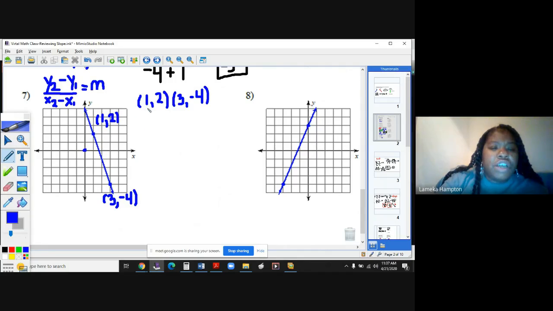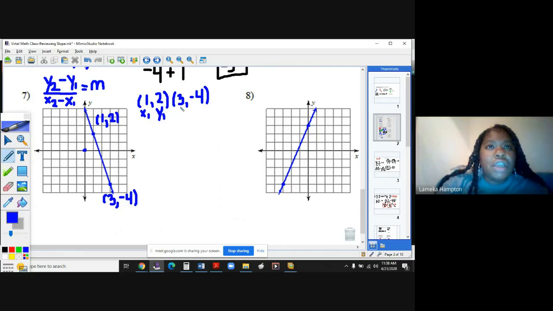All right, so 1 is represented by x1, because 1 is the x coordinate of the first set. And 2 is represented by y1, because 2 is the y coordinate of the first set. So again, 1 is the x coordinate of the first set, that's why we name it x1. And 2 is the y coordinate for the first set, and that is why we name it y1.